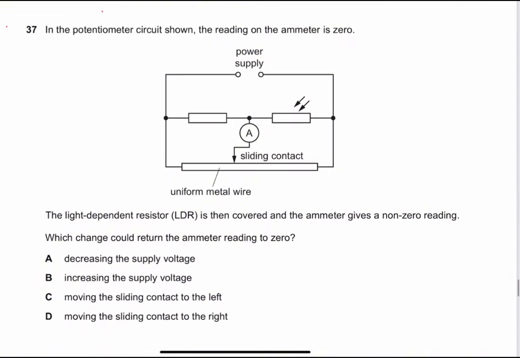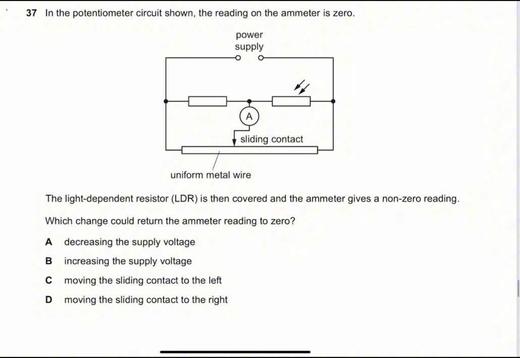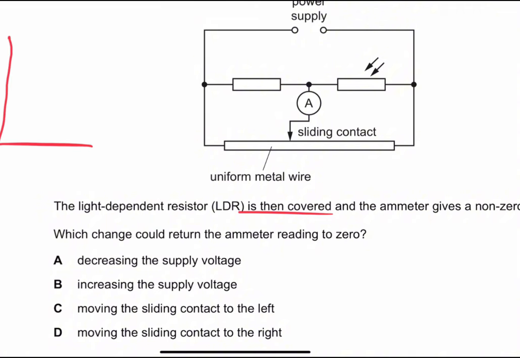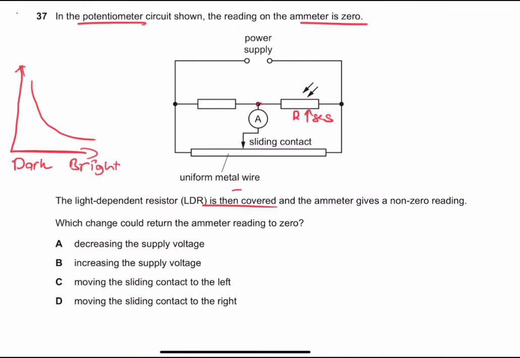Moving to question 37, the last question on electricity. We're given a potentiometer circuit with a reading on the ammeter that is zero. The LDR is covered. Remember the LDR from the scenario I gave? If it's bright, the resistance is low, and if it's very dark, the resistance is very high. So if we cover up an LDR, the resistance across here is going to increase. But the ammeter reads zero. What does that mean? It means there is no current flowing through.